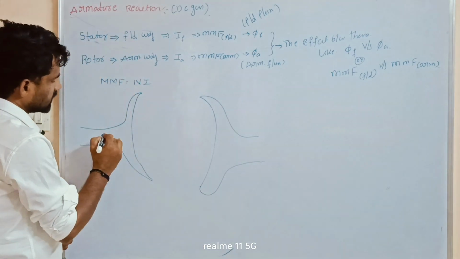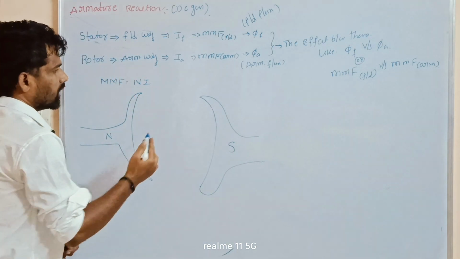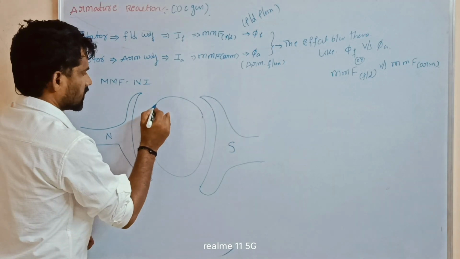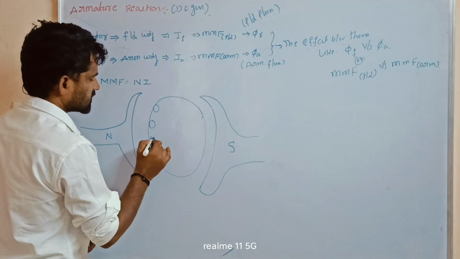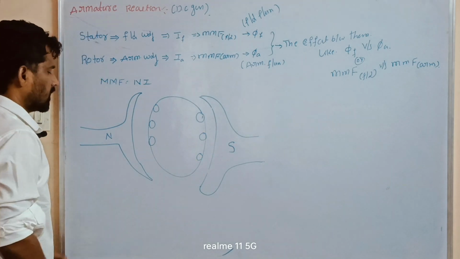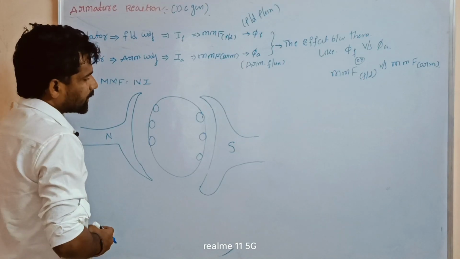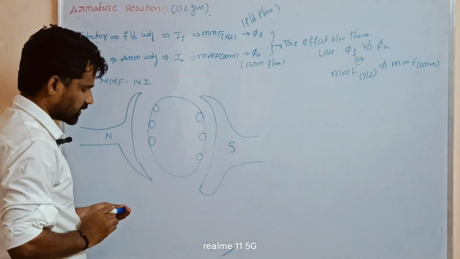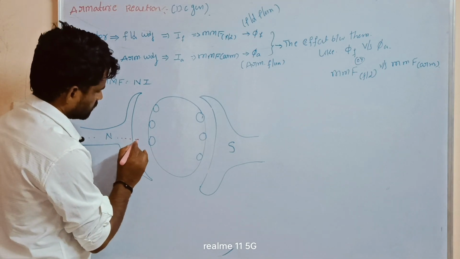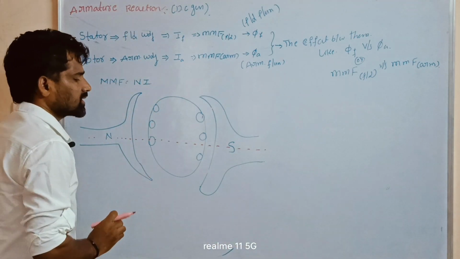That is the stator part, with the north pole and south pole. In the center is the rotor part. The rotor part consists of a number of conductors. The north pole and south pole are the magnetic poles, and some magnetic lines are passing through here.